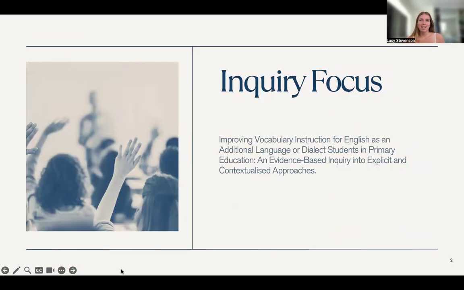Good morning. Today, I'll share how vocabulary instruction can be more deliberately designed for EALD learners across New South Wales primary schools, a cohort at the centre of a persistent literacy equity gap. My inquiry examines improving vocabulary instruction for English as an additional language or dialect students in primary education, an evidence-based inquiry into explicit and contextualised approaches.